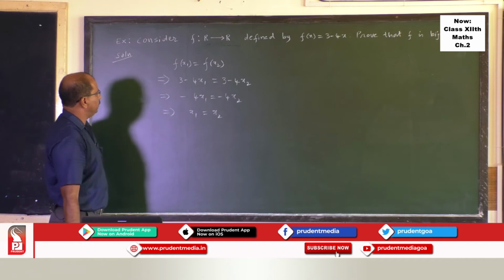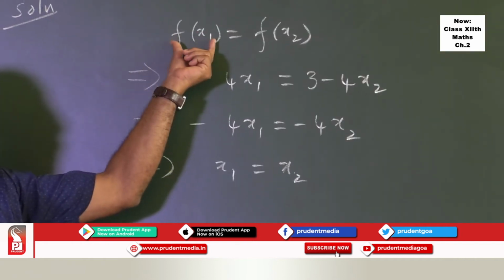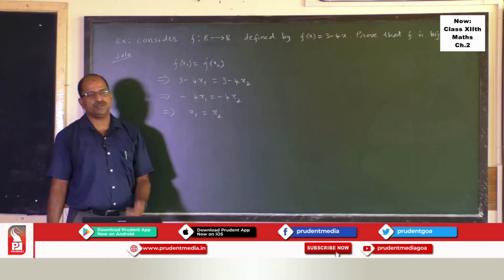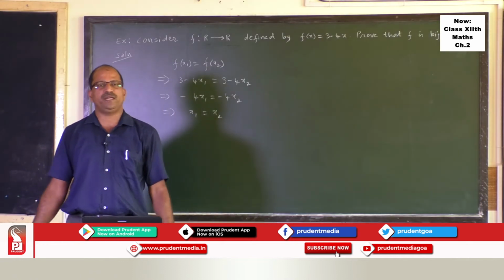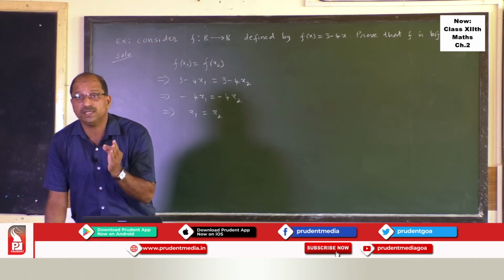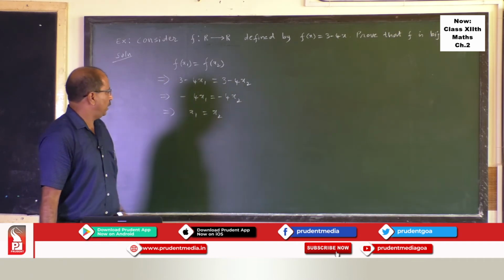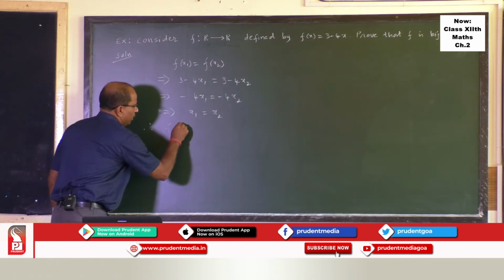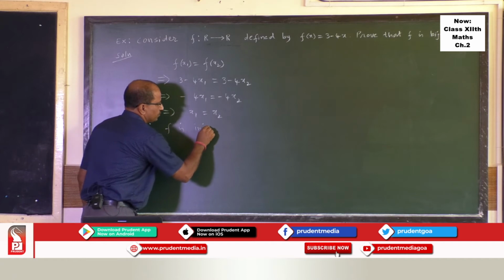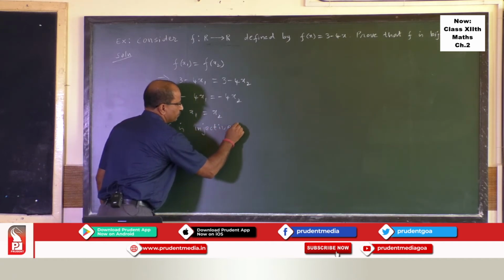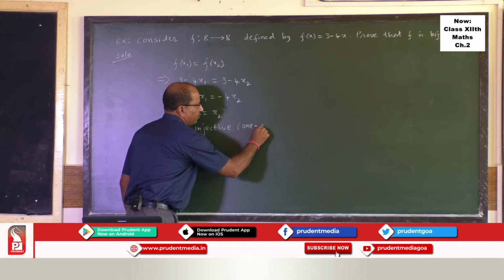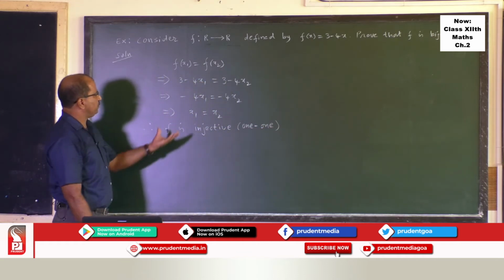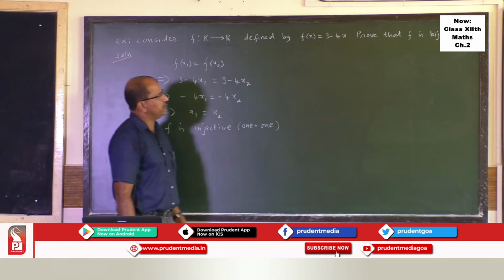So, what is the meaning of this? If images are equal, then pre-images must be equal. That means you cannot get two different images when two different pre-images are taken. And the conclusion therefore is f is injective or one-one, and this is the first part because we are told to prove that f is bijective.